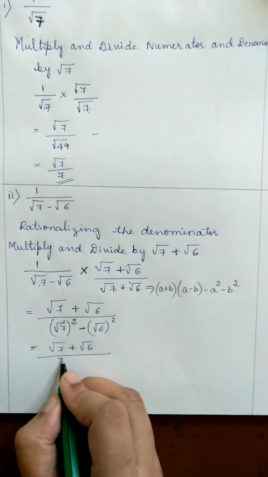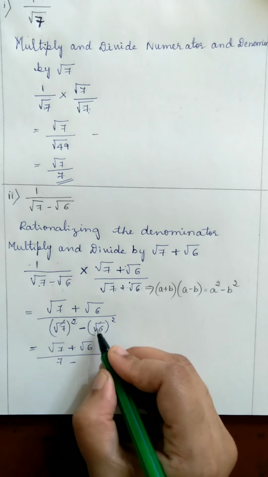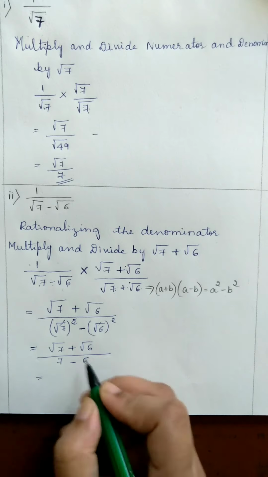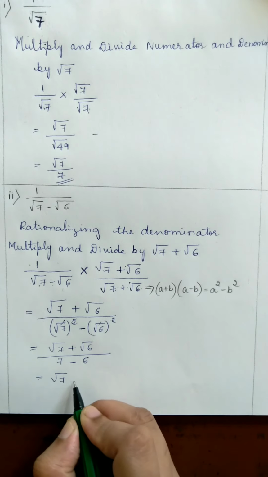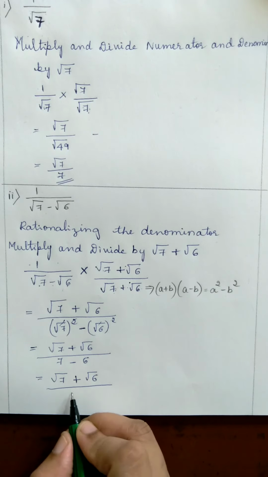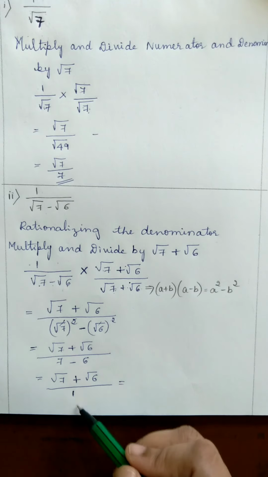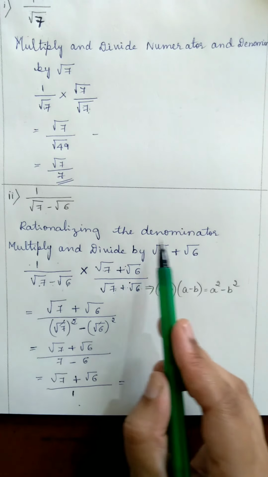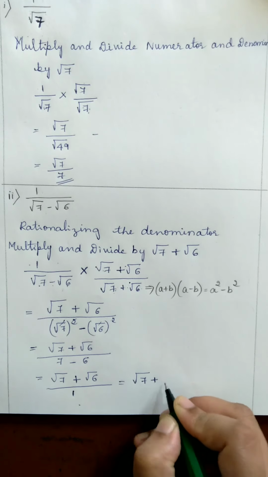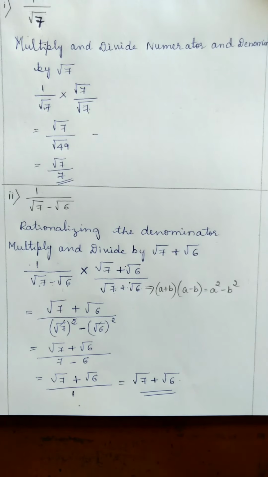Therefore, the remaining is 7 minus root 6 whole square. So, the square root and square cancel. The remaining value is 6. Therefore, when you simplify in the next step, you get root 7 plus root 6 divided by 7 minus 6. 1 will be the answer in the denominator. Therefore, the final answer after simplifying using the rationalizing the denominator method will be equal to root 7 plus root 6.